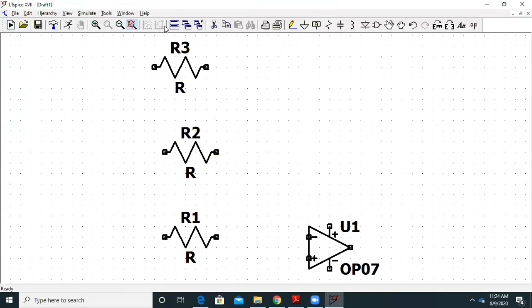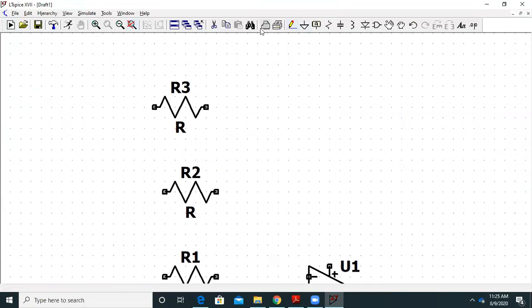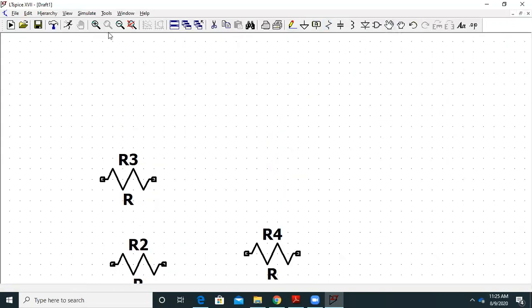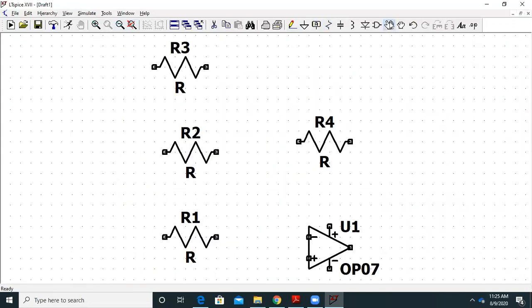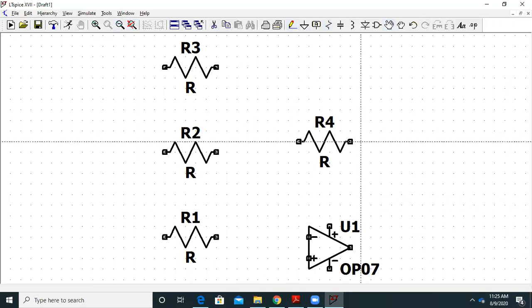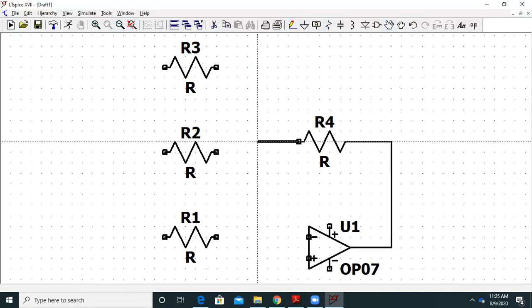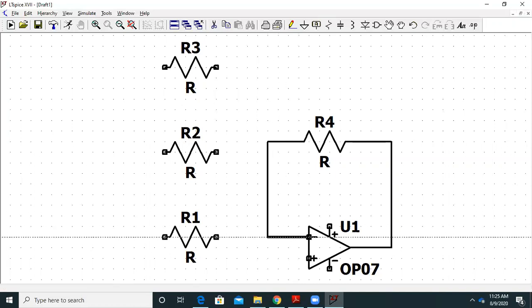Next, I will also place another resistor over here. That will be the RF actually. So let me place it over here. I'll go back to the zoom full extent and adjust this properly. So now I'm ready to do the connections. For connections, you have to connect it with a wire. So this goes the connection for that, and this will be the connection to the inverting input terminal.